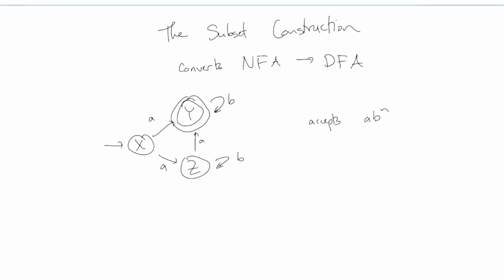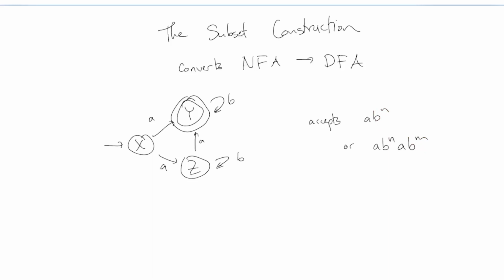that's not what I meant to write. It accepts AB to the N, or you could go the other way. Actually, it is different if you go the other way. The other way would be AB to the N, AB to the M, something like that. Because you can go A first, then a bunch of Bs, then another A and a bunch of Bs and be accepted. So in this case, there's sort of two separate types of strings which can be accepted.